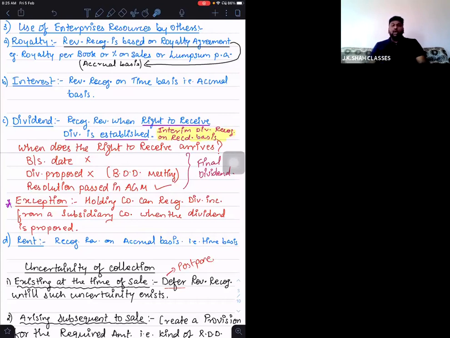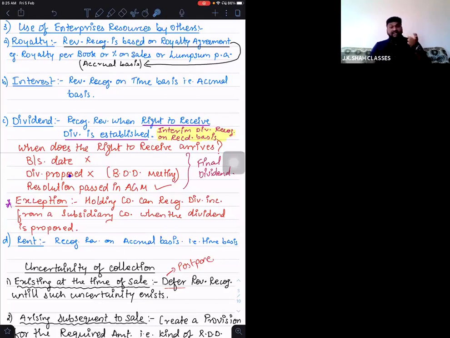But sir, there is a small problem with final dividend. Now, what is the problem? See what is written. Recognize the revenue when the right to receive dividend is established. Right to receive is established. So when you have the right to receive the dividend, at that time you can recognize the revenue. But the next point is, when will you get the right to receive? Sir, when does the right to receive arise? On the balance sheet date?